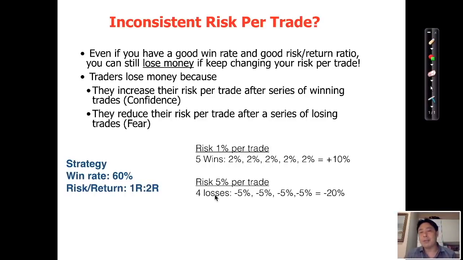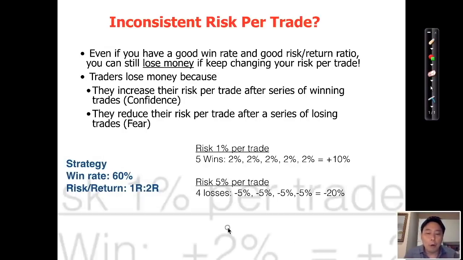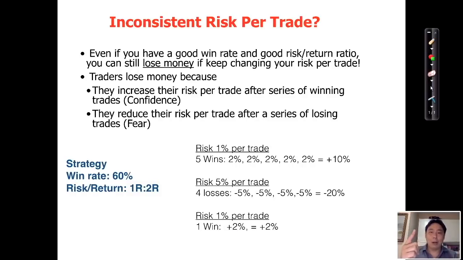Okay? So even though they had more wins than losses, they are still losing money. And what happens after 4 losses? That's right, they lose their confidence. Oh my God, all right, let me risk less because I'm scared. So now they go back to risking 1%. And then the next trade becomes a win. But this time, because they risk 1%, a win is only 2%. So plus 10 minus 20 plus 2 is what? Right, minus 8%. So after doing 10 trades, they are down 8%.